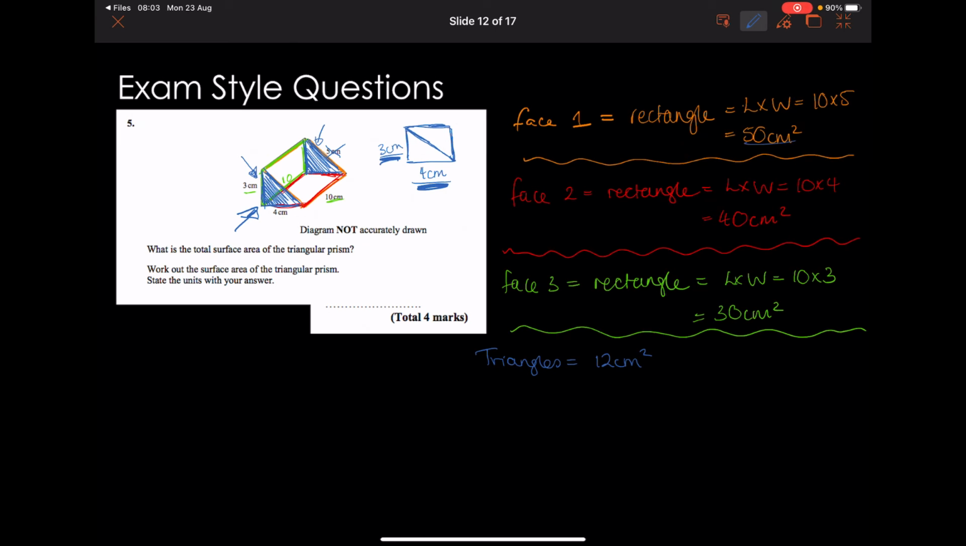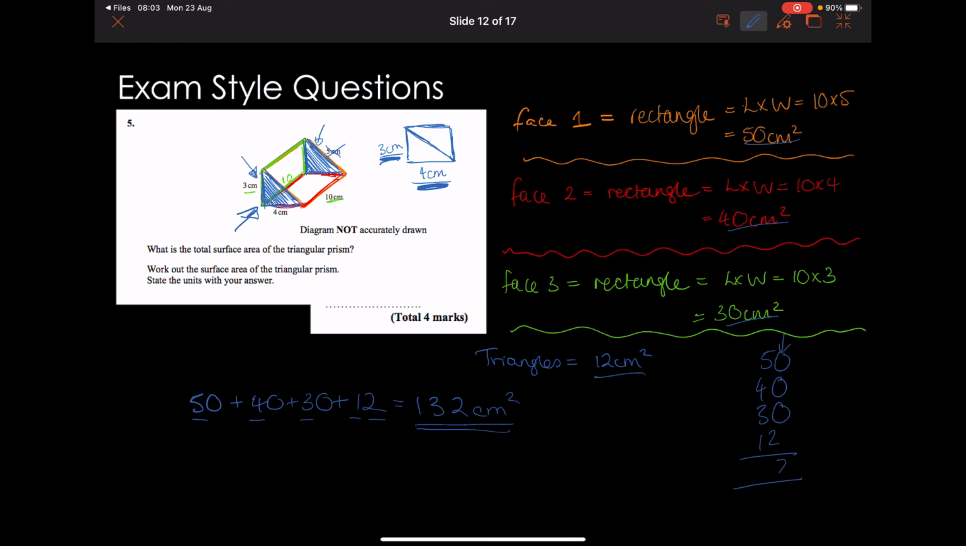And then all I've got to do is add these values all together now. So 50 plus 40 plus 30 plus 12. 50, 90, 120, 132. 132 centimeters squared for the total surface area. If you're not that quick at adding, you can write it out like this if you want to. So that column is just 2, and then this column came to 13.